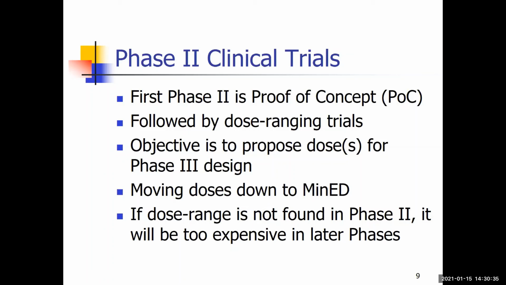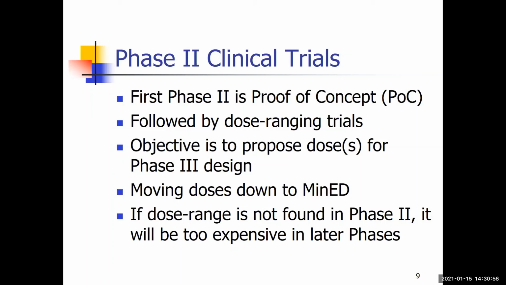So the two objectives in phase II are POC and dose ranging. Remember, the dose ranging part is about moving the efficacious doses low in the hope we can find the minimum effective dose, which is the lower limit of the dose range. So the two steps are POC and dose ranging.